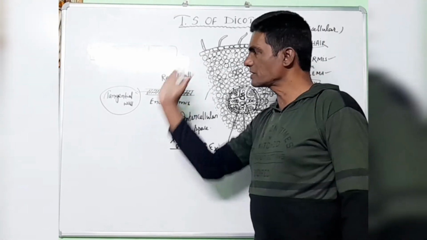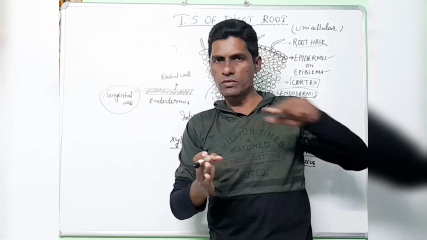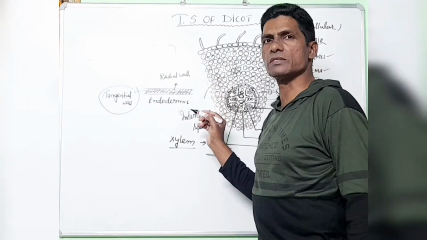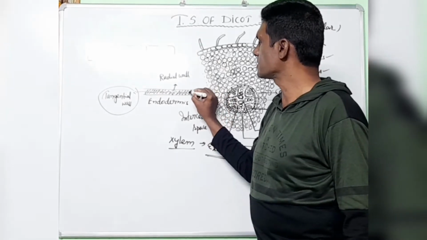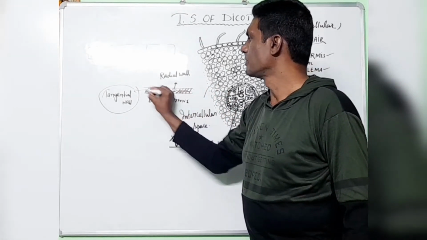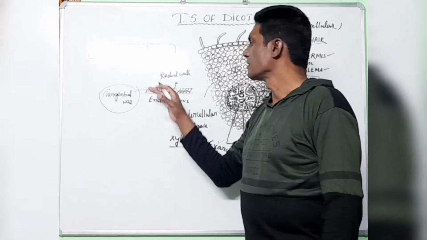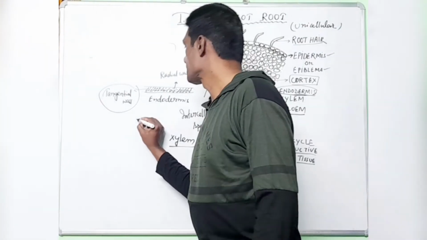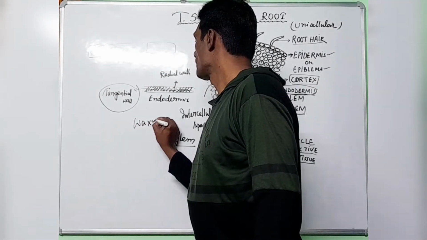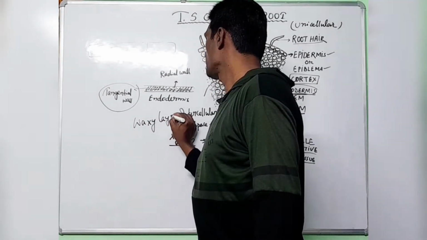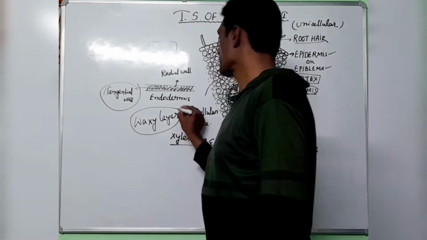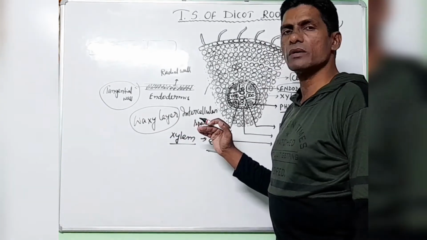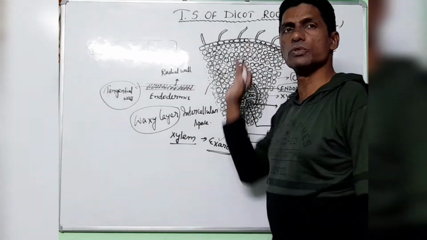Now you can see the tangential wall and radial wall together form the middle part of the endodermis, and here is the deposition of chemicals, or you can say the casparian strip. The casparian strip is a waxy layer, which can prevent the reverse movement of water from the xylem tissue to outside.